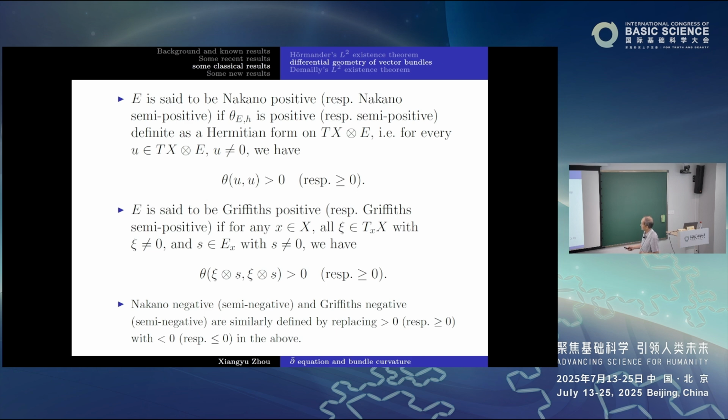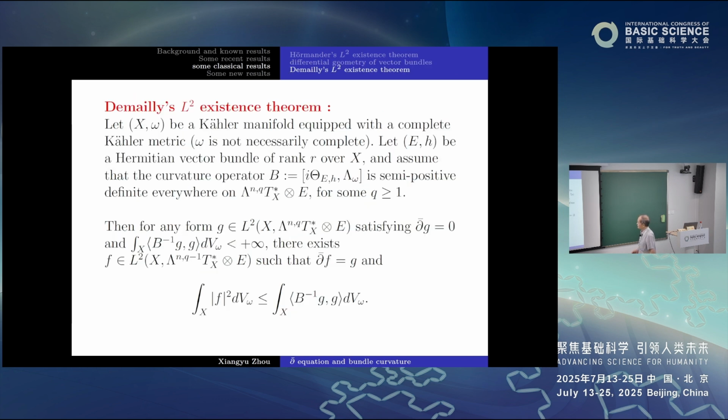This means this is positive for such sections. And you can also define Griffiths positivity. This is defined by this inequality, where ξ is a tangent vector and s is in the stalk of the vector bundle. Of course, you can define negativity in the sense of Nakano and Griffiths by taking the dual.